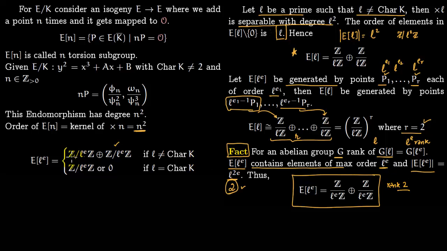So this first part is done. Now we come to the second part, where this prime is equal to the characteristic of K. If the prime is equal to the characteristic of K, it is no longer separable, it is inseparable, because once you start taking derivatives, you will see that this will vanish everywhere. So now we have to prove that this is just Z over L^eZ or 0.